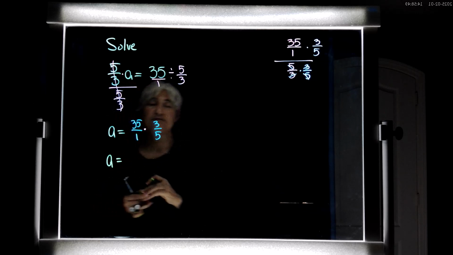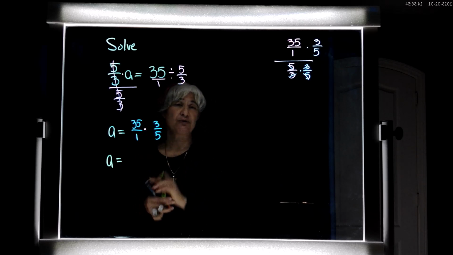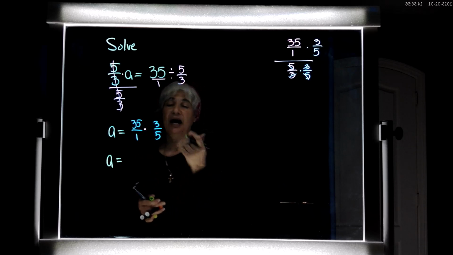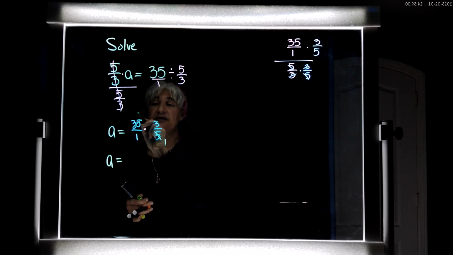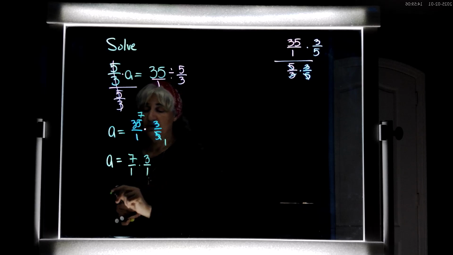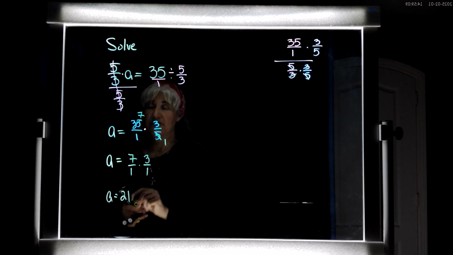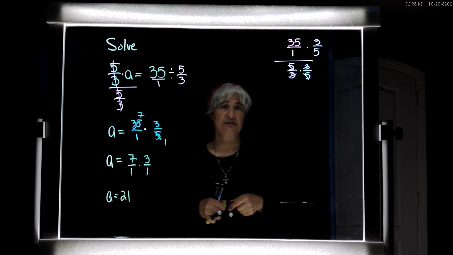Which means we end up with A equaling. Now, you have choices. You can multiply straight across, or you can reduce first. I'm going to choose to reduce, because I know 5 goes into itself once and into 35 7 times. So I'm left with 7 over 1 times 3 over 1, which, hey, that's just 21, isn't it? Lovely. Are we good with it?